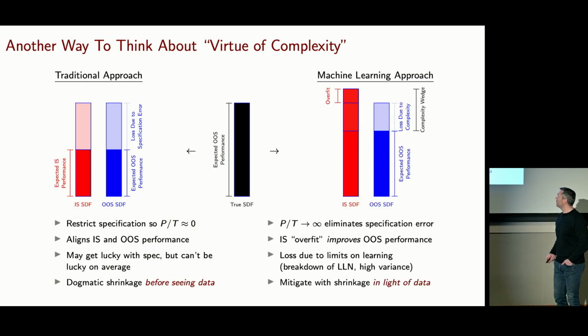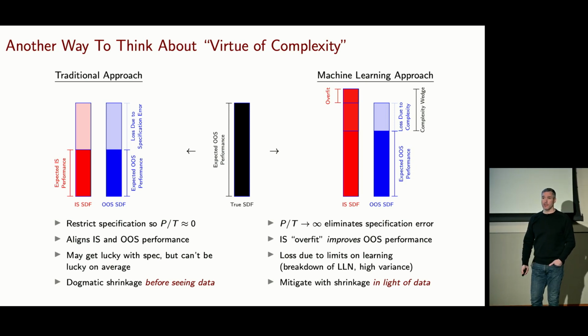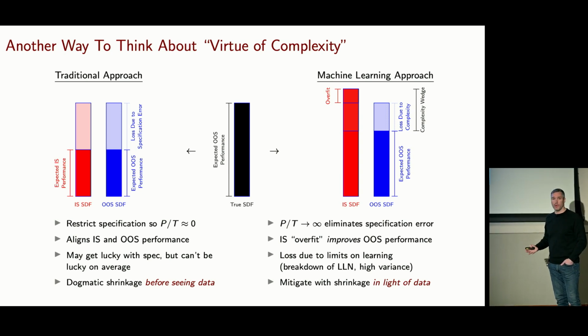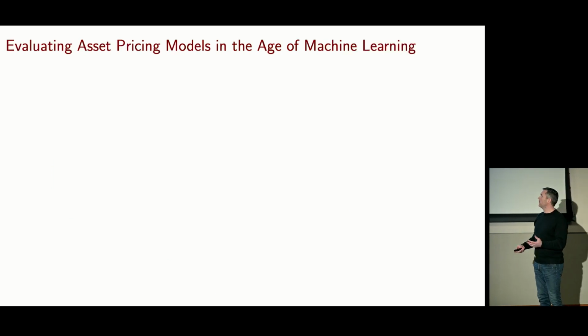Now, what is the complexity approach going to say? It's going to say use a big model. You're going to blow through that in-sample data. It's going to look like you've badly overfit the data. But when you go out of sample, that so-called overfit is helping you. It's helping you get closer to the true model, so then the out-of-sample performance is superior. All right? It's like judicious shrinkage in light of the data. All right.